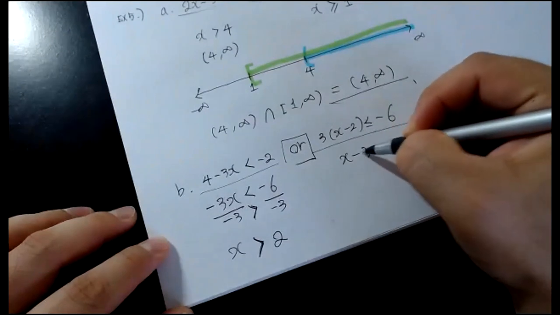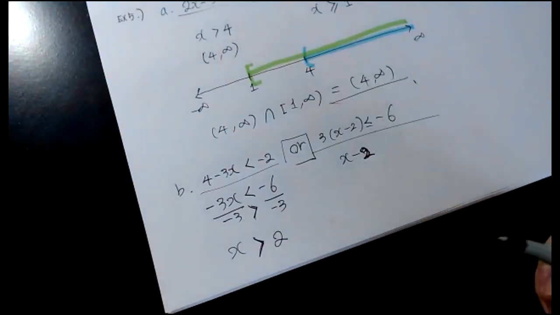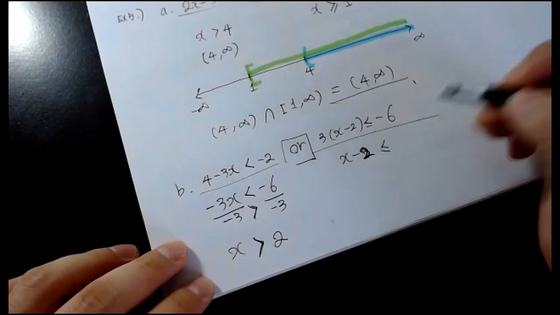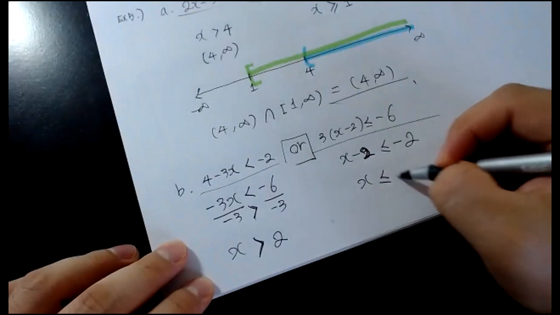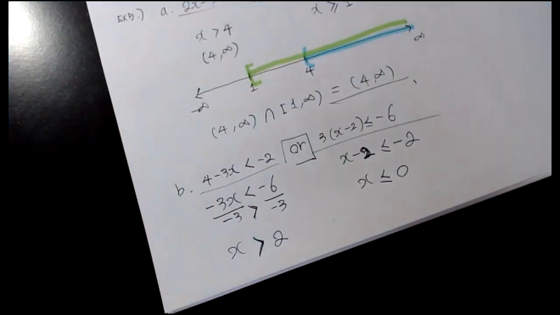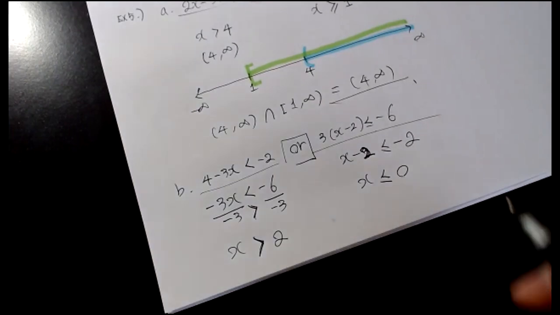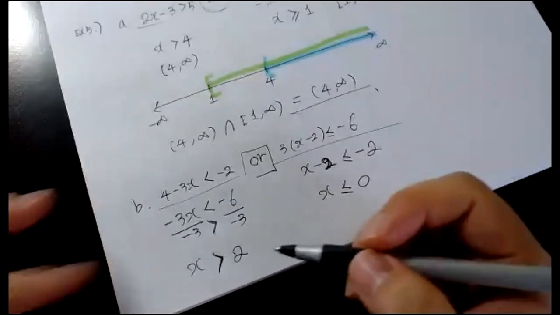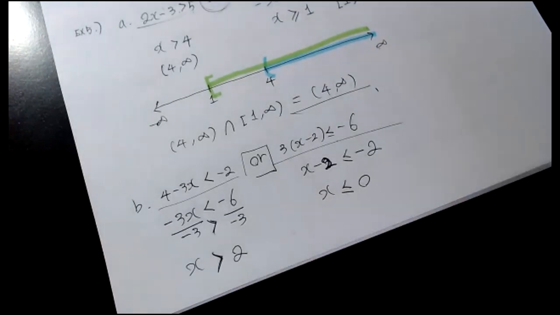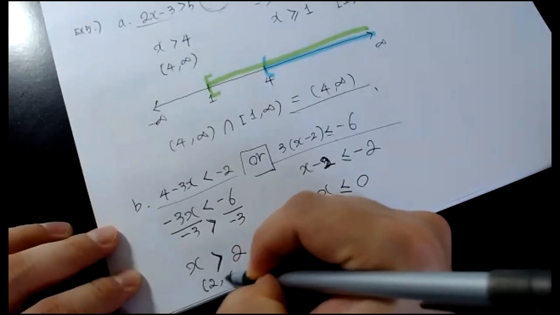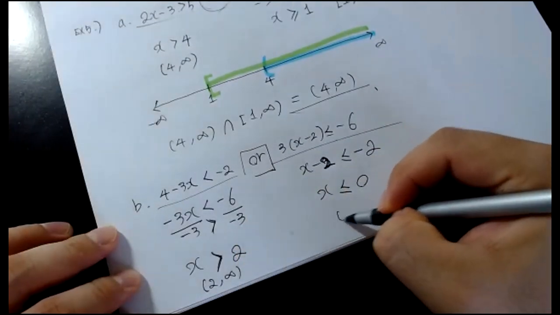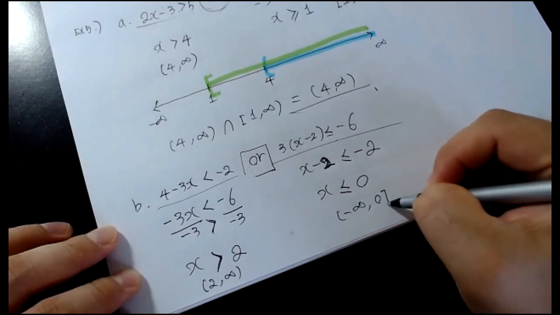So we got x minus 2 is less than or equal to negative 2, and then x is less than or equal to 0. Then let's figure out the solution set in interval notation. Here, it's going to be open 2 to infinity. This one is going to be negative infinity to 0, closed.